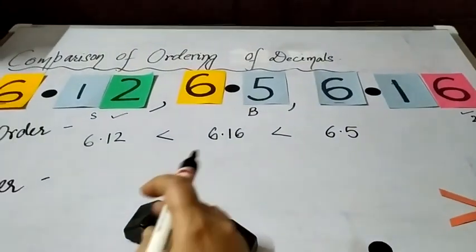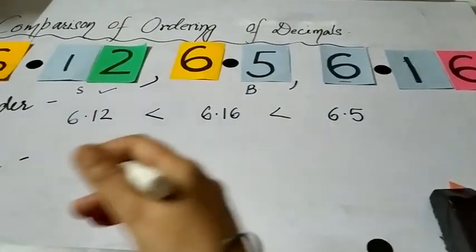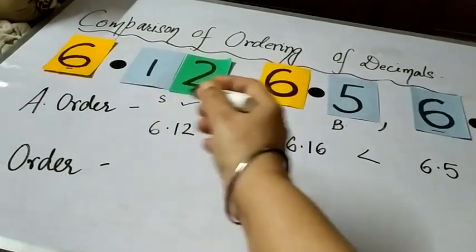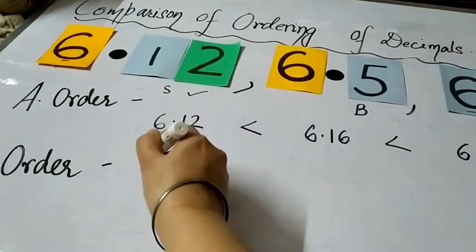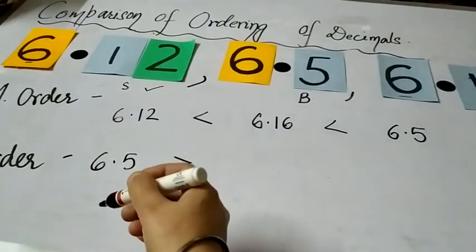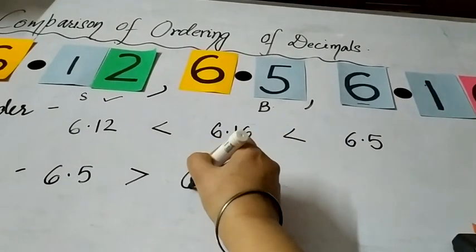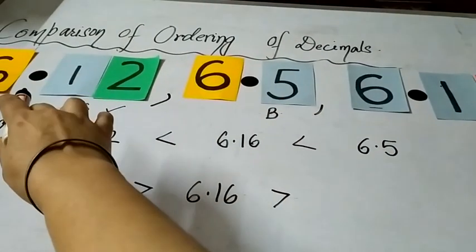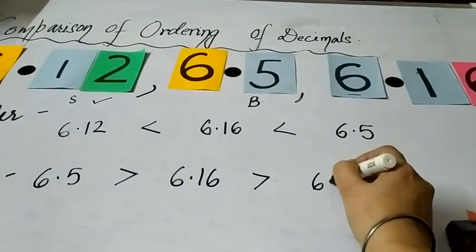And we have to write them in descending order. What will we do? We will just reverse the ascending order. We know this is the biggest number, so we will write the biggest number first, 6.5. Put the sign is bigger than. Second biggest number, 6.16 is bigger than, and the smallest number over there, 6.12.